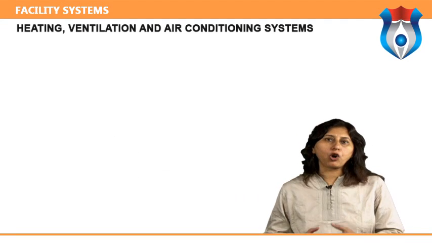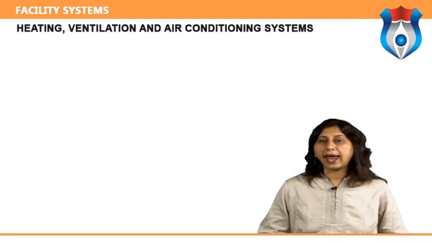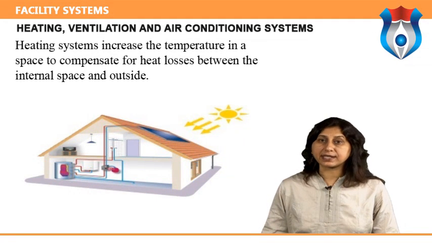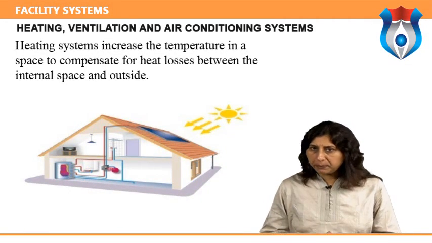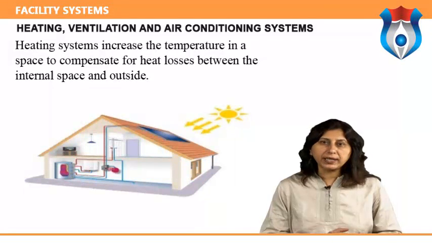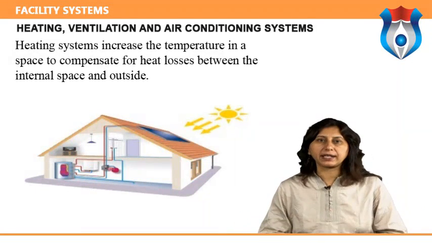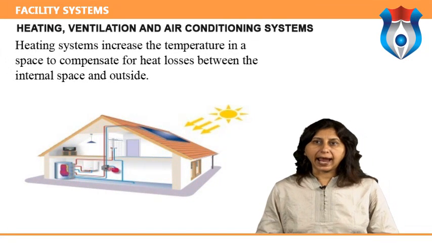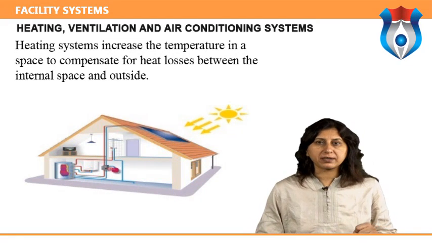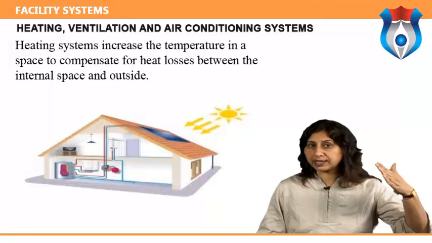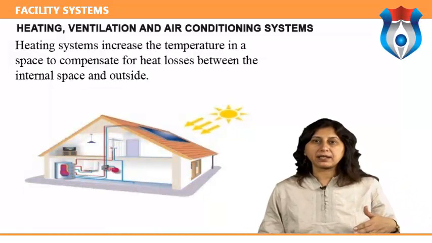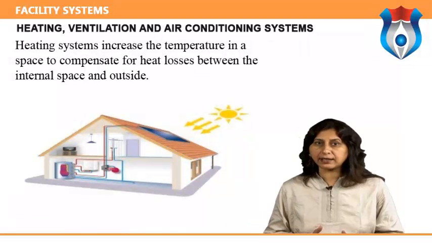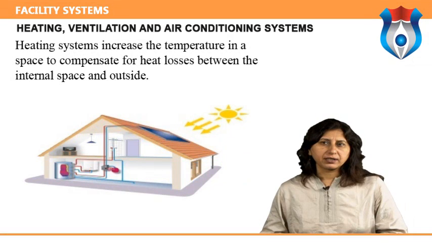Let's know the meaning of heating, ventilation and air conditioning systems. Heating systems increase the temperature in a space to compensate for heat losses between the internal space and outside. Ventilation systems supply air to the space and extract polluted air from it. Cooling is needed to bring the temperature down in spaces where heat gains have arisen from people, equipment, or the sun and are causing discomfort.